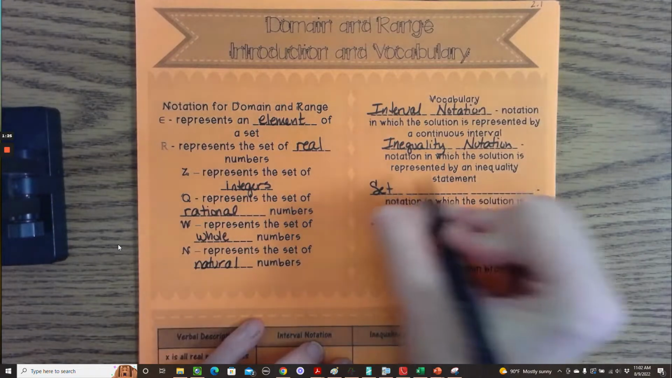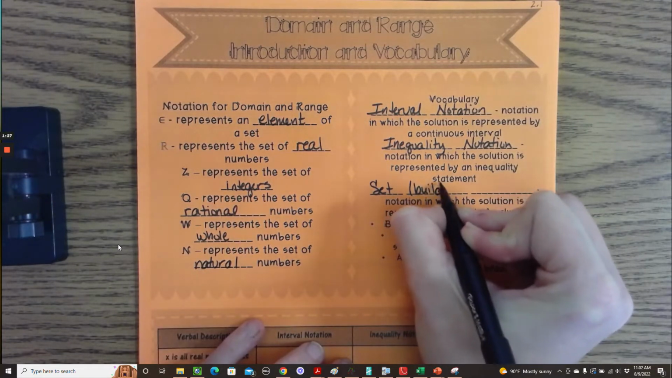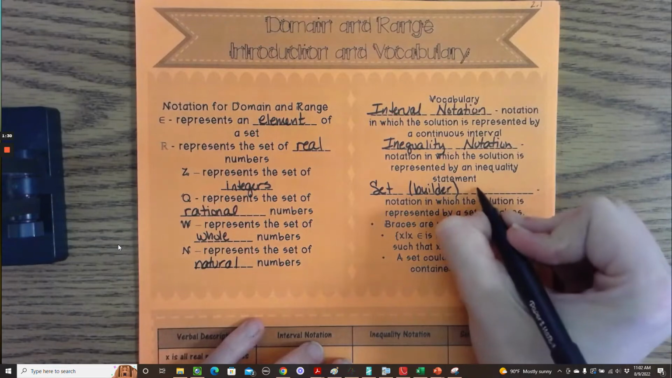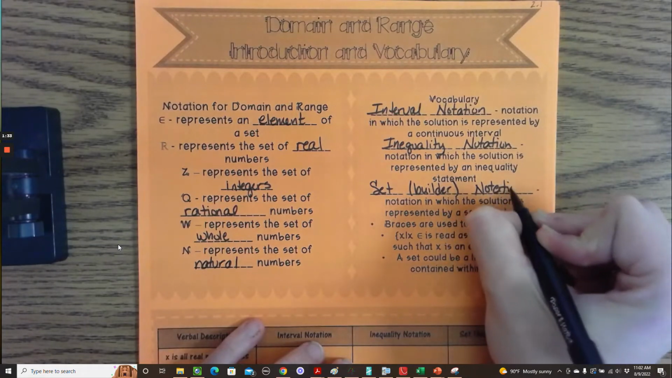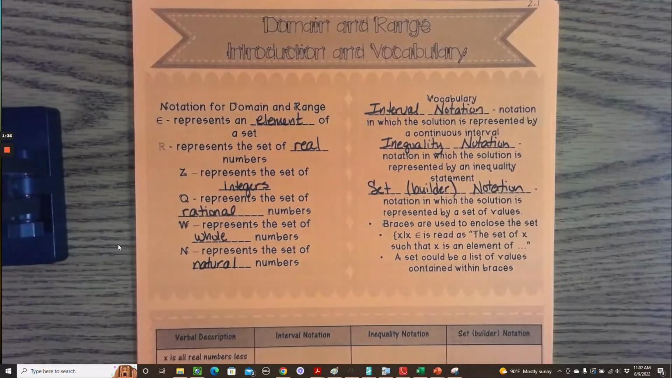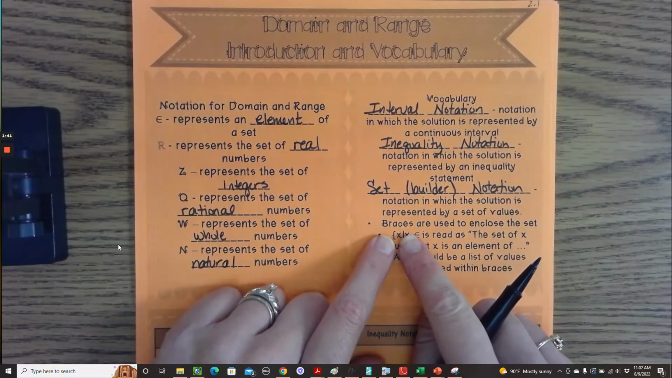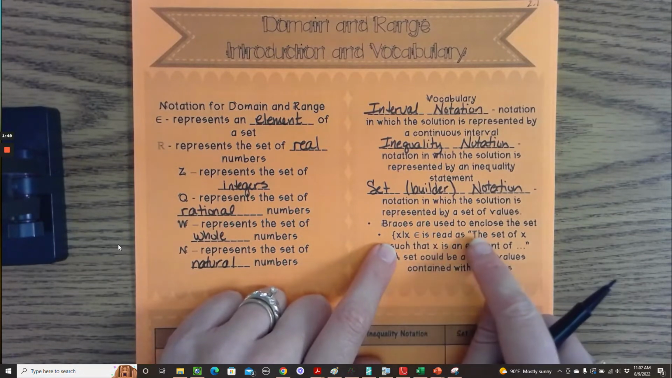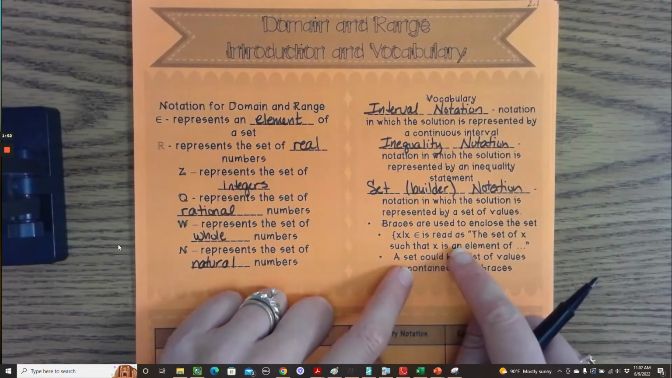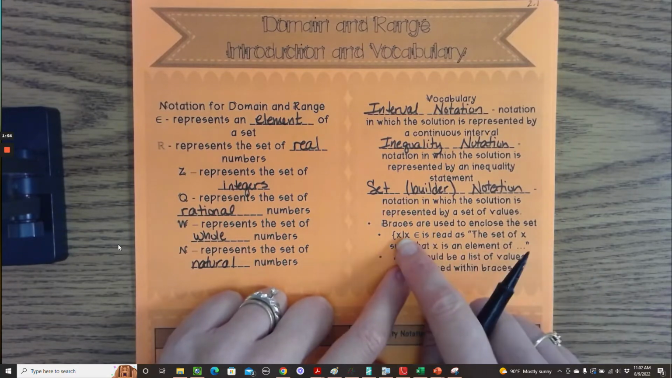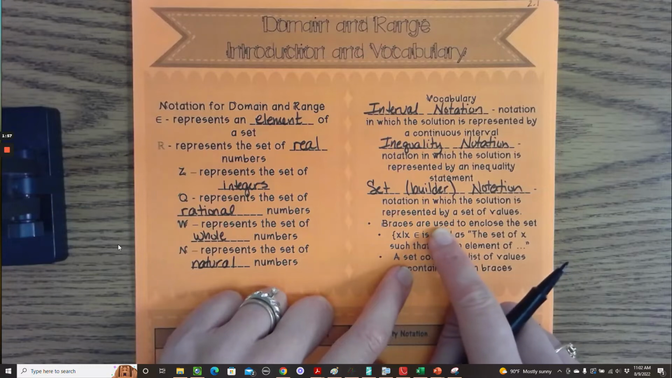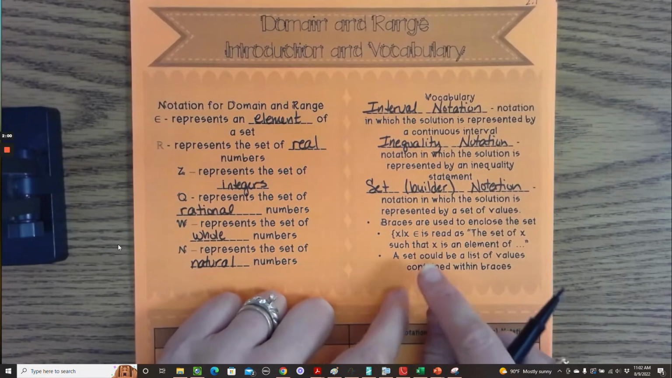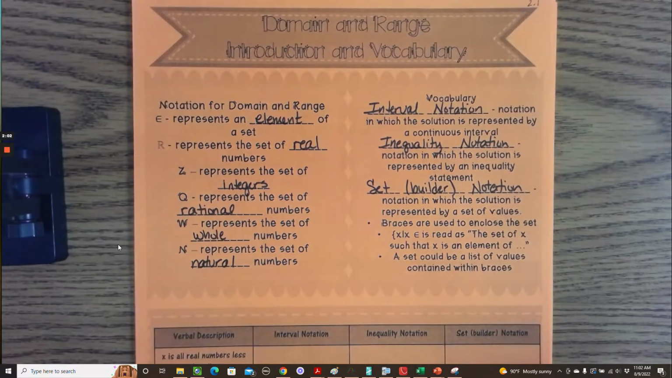And then finally we have what's called set notation or builder. You'll see it written that way with builder in parentheses. This is the notation in which the solution is represented by a set of values. Braces are used to enclose the set. You can see the braces here, and we have x, and then the line, and then that curved E is read as the set of x such that x is an element of, and after this you would put a value or a set of values. A set could be a list of values contained within the braces.